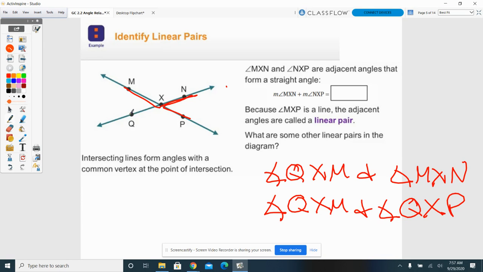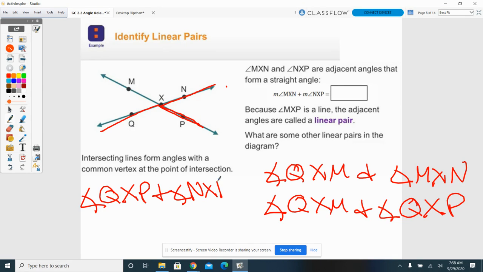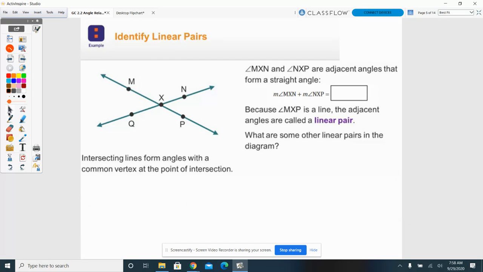How about MXN and MXQ? Did we do that? MXN and MXQ we already did. MXQ, and we didn't do this bottom one. Let's do this bottom one. Okay, the last one is QXP. And what makes a straight line with that is NXP. Okay, so you're looking for straight lines and two angles that make a straight line, and we're going to call that a linear pair.